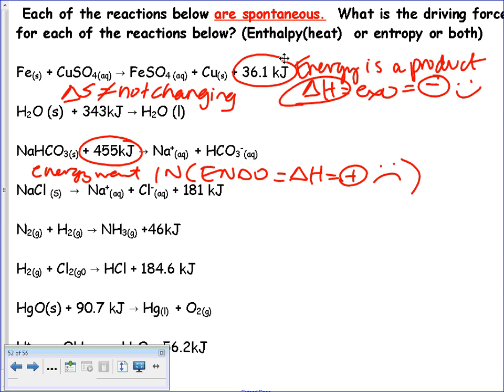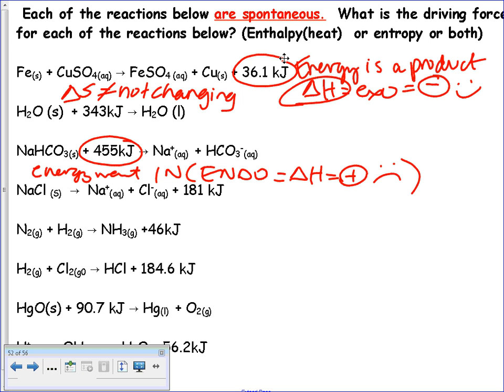So let's double check. Is entropy driving this reaction? Yeah, we're going from a tight little solid, so you've got this little thing that's all scrunched together, and then you go to an aqueous form, so it's kind of moving everywhere. Aqueous is not really liquid, but it's on the side of liquid.